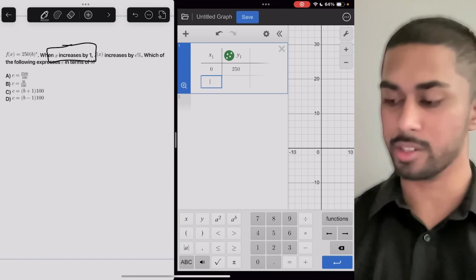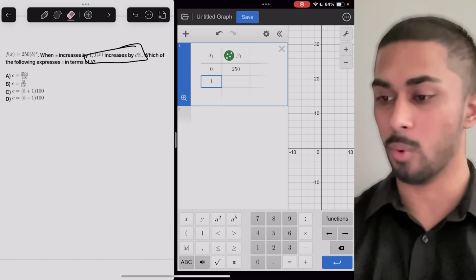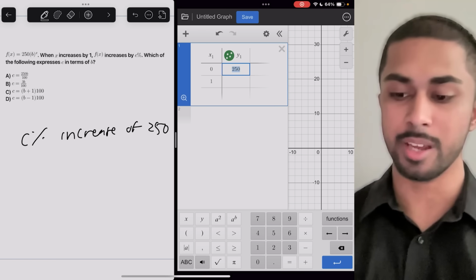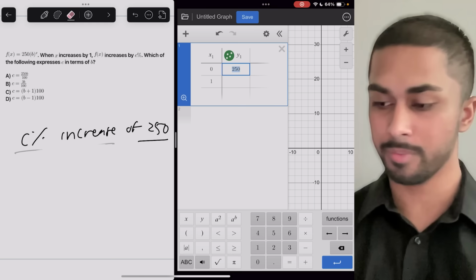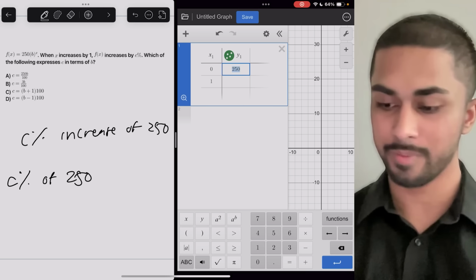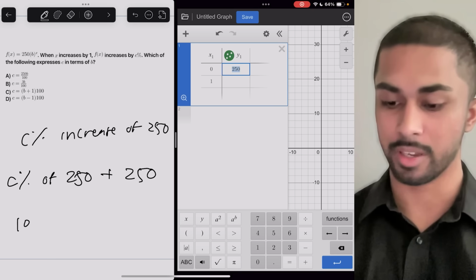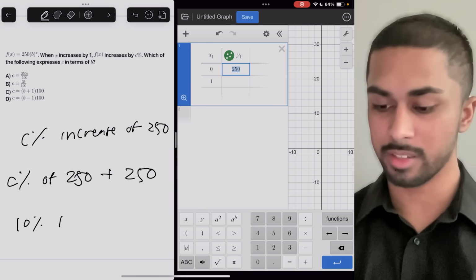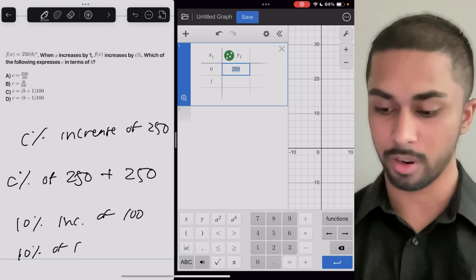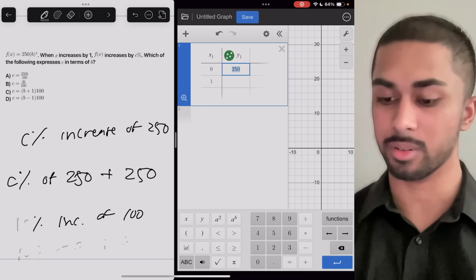And then when x increases by 1, so increase x by 1, f of x increases by c%. So y increases by c%. We want to increase 250 by c%. Anytime you take a percent increase of a number, you first take the percent of the number and then you add the number back, right? So like 10% increase of 100 is 10% of 100 plus the 100. You have to add it back. Otherwise, it's not going to be an increase.